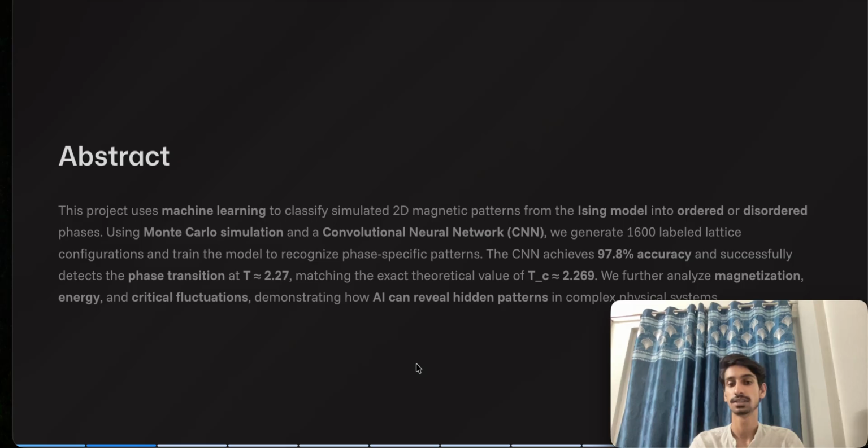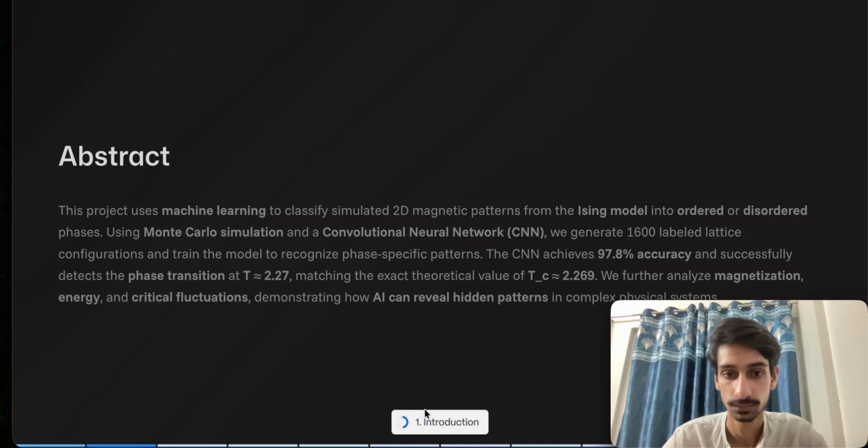We then scan temperature from 1.5 to 3.5. At each point, we generate a new lattice and ask the CNN, is it ordered or disordered? The answer stays 0 for ordered until T is approximately 2.27, then jumps to 1 for disordered. This sharp switch is the phase transition, and 2.27 matches the exact critical temperature, which is around 2.269.